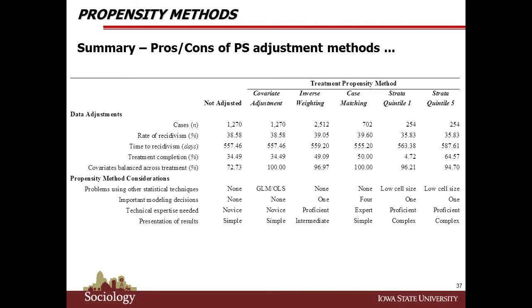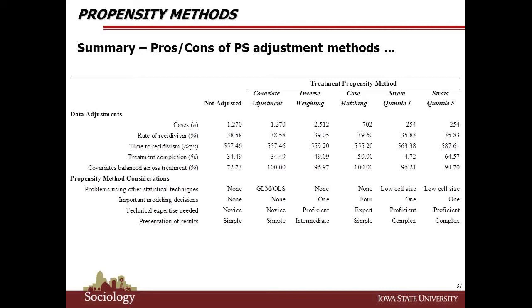In terms of balance, essentially almost all of the propensity methods adequately balanced the covariates. In the raw data, only about 70% of the covariates were balanced. After making those adjustments, we're almost all at 100%, 95 to 100%. So all of the methods are essentially equal in balancing.